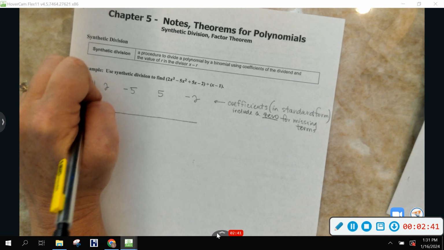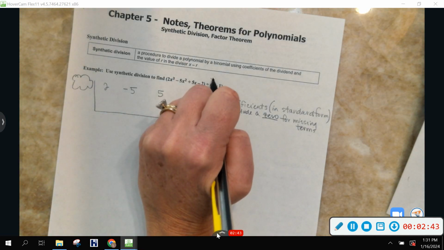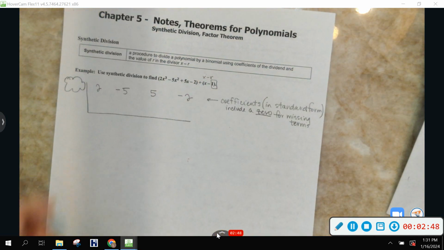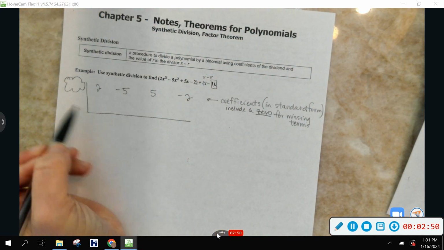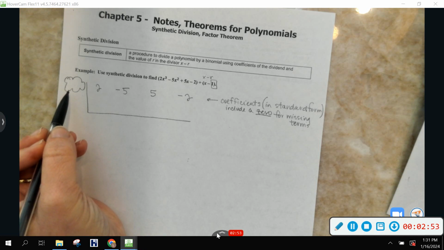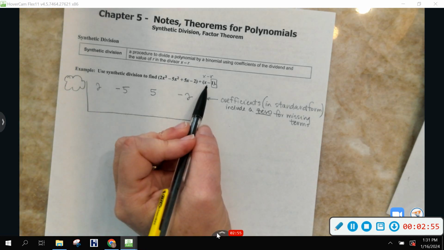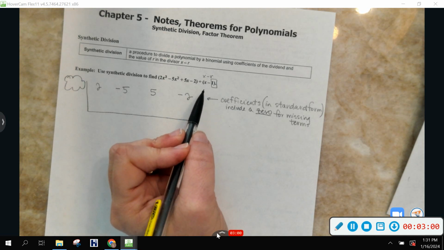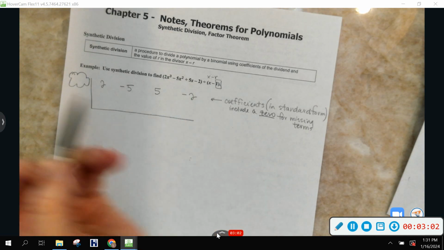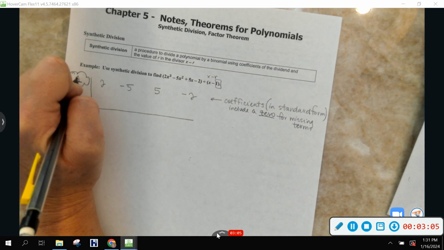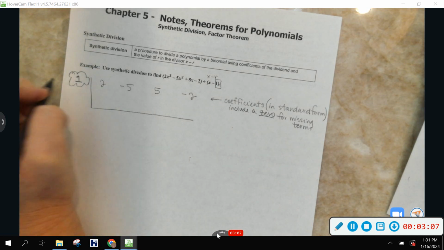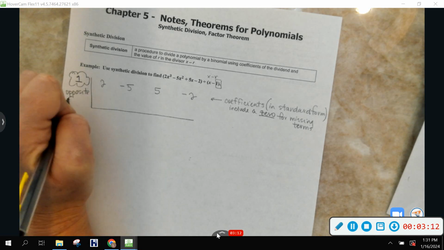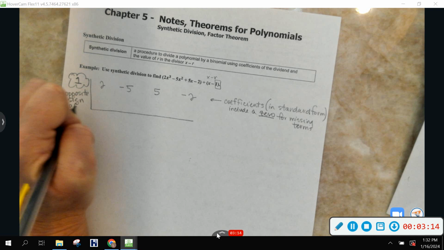Now on the outside, if this is my divisor, x minus r, I'm going to take that r, and that's what's going to go on the outside of my synthetic division process. Basically, I'm taking the 0 as if this was a factor, or I'm taking the opposite side of the divisor, if that probably helps us the most. So if it's an x minus 1, I'm going to put a positive 1 over here on the outside. So this is going to be the opposite side of the divisor.